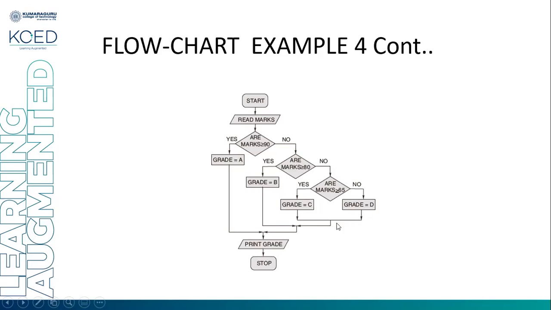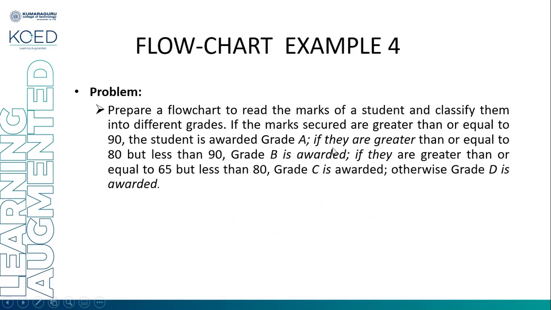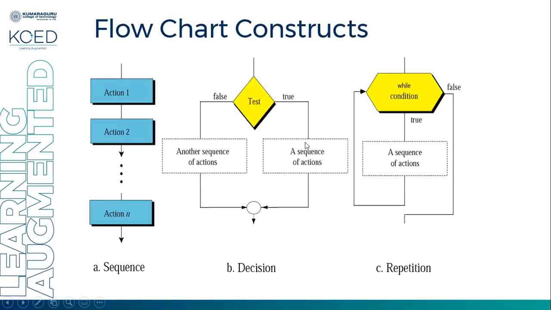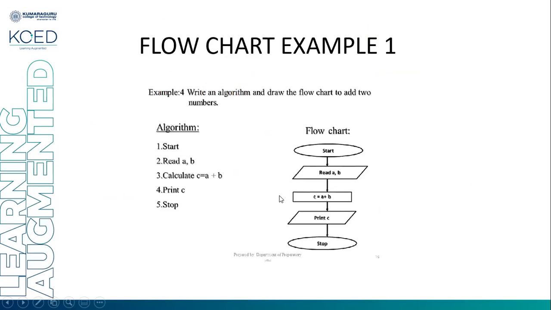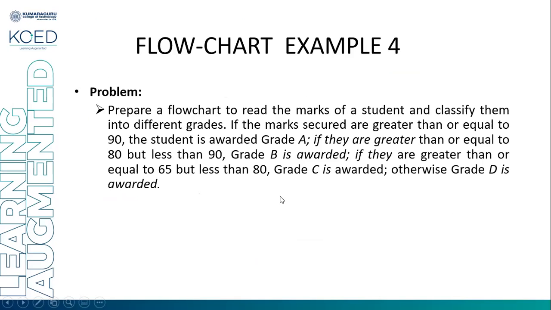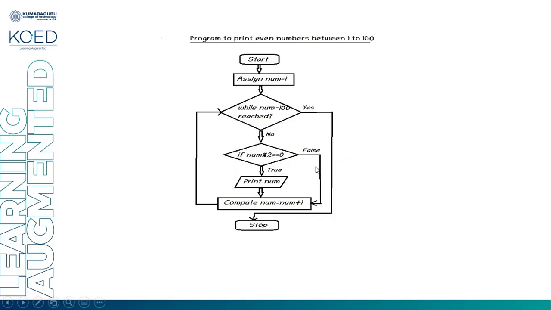So finally, connect all the lines. All the arrows should be connected. They end with the print grade symbol, which is a parallelogram. Finally, it reaches the stop symbol. So this is a simple flowchart which has a decision making structure, using the decision box. The roots of a quadratic equation as well as allocating grade follow the decision making structure. Next, we have to see a flowchart example for a looping structure.